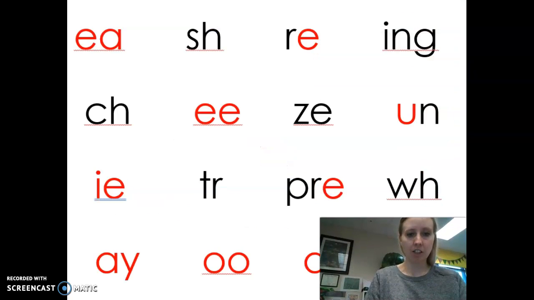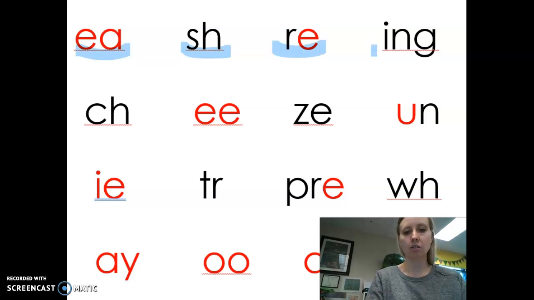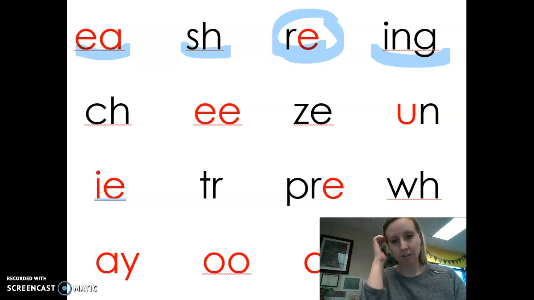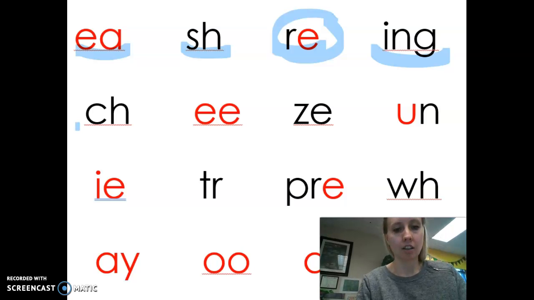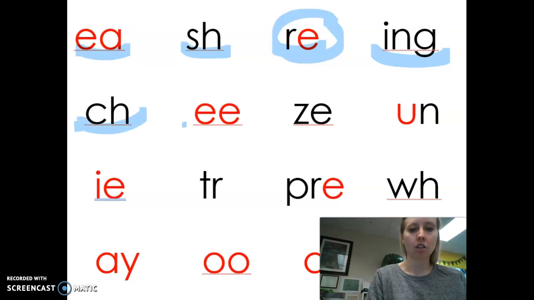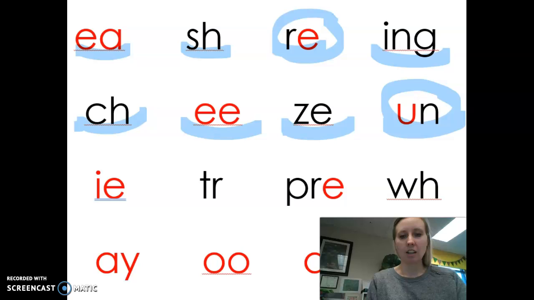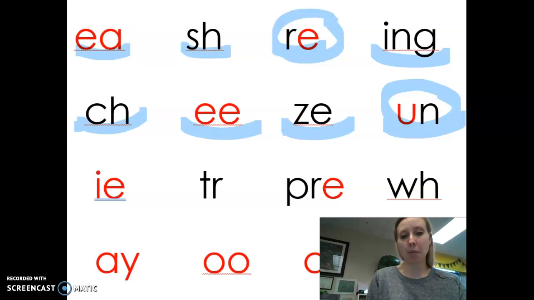Okay, let's look at some of our sounds for today. 3, 2, 1, E. 3, 2, 1, sh. 3, 2, 1, re. 3, 2, 1, ing. Really quickly, RE is our prefix, and it means again. Rerun, run again. 3, 2, 1, ch. 3, 2, 1, E. 3, 2, 1, z. 3, 2, 1, un. Do you remember what un means? Not. It means not. So if you're unhappy, you're not happy.